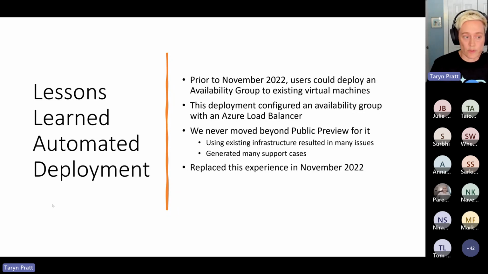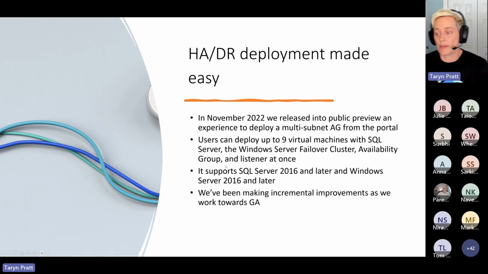It was replaced in November of 2022 with our new experience, which deploys a multi-subnet configuration for customers. During PASS, we announced that this was going to be available for public preview. It's still in public preview today. We are slowly moving towards getting to GA. We've made incremental improvements on it since we announced it. From the portal, you can set up 9 SQL Server virtual machines, a Windows Server failover cluster, availability group, and a listener, all in a single deployment. And it's all in a single region, which is something that we want to expand to give more DR for customers with it.